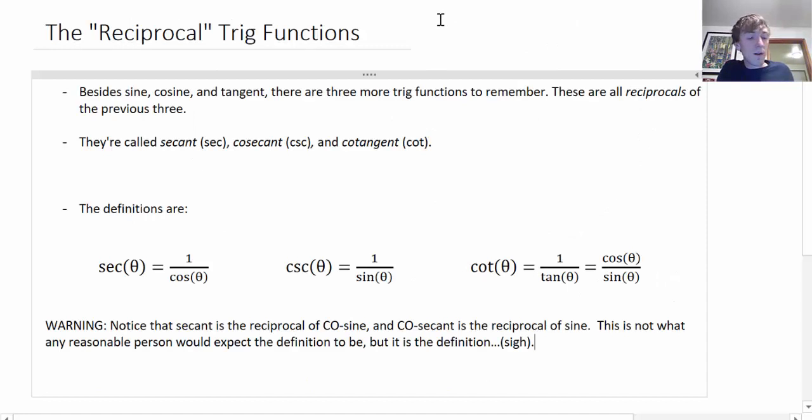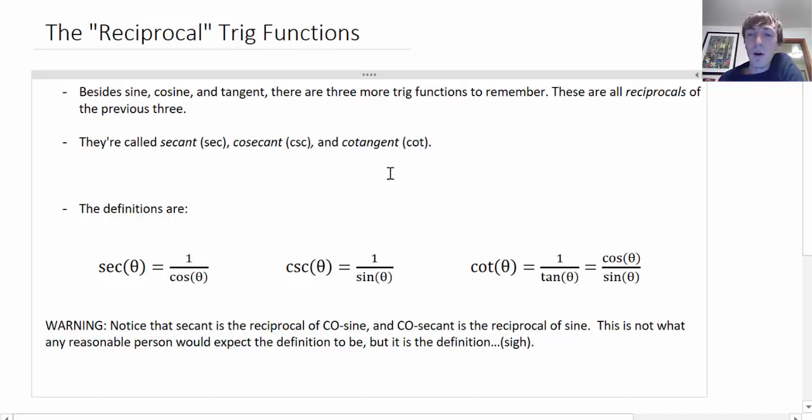Okay, so now for the definitions of these other functions. First, we're going to talk about the reciprocal trig functions. So we know about sine, cosine, and tangent, but if I take any of those functions and take the reciprocal of it, meaning literally 1 divided by that function, then I get 3 more functions, and these all have names, and we're going to need to be familiar with those names because they're going to pop up all over calculus class and other classes as well. So the names of these functions are secant or SEC, cosecant or CSC, and cotangent, COT.